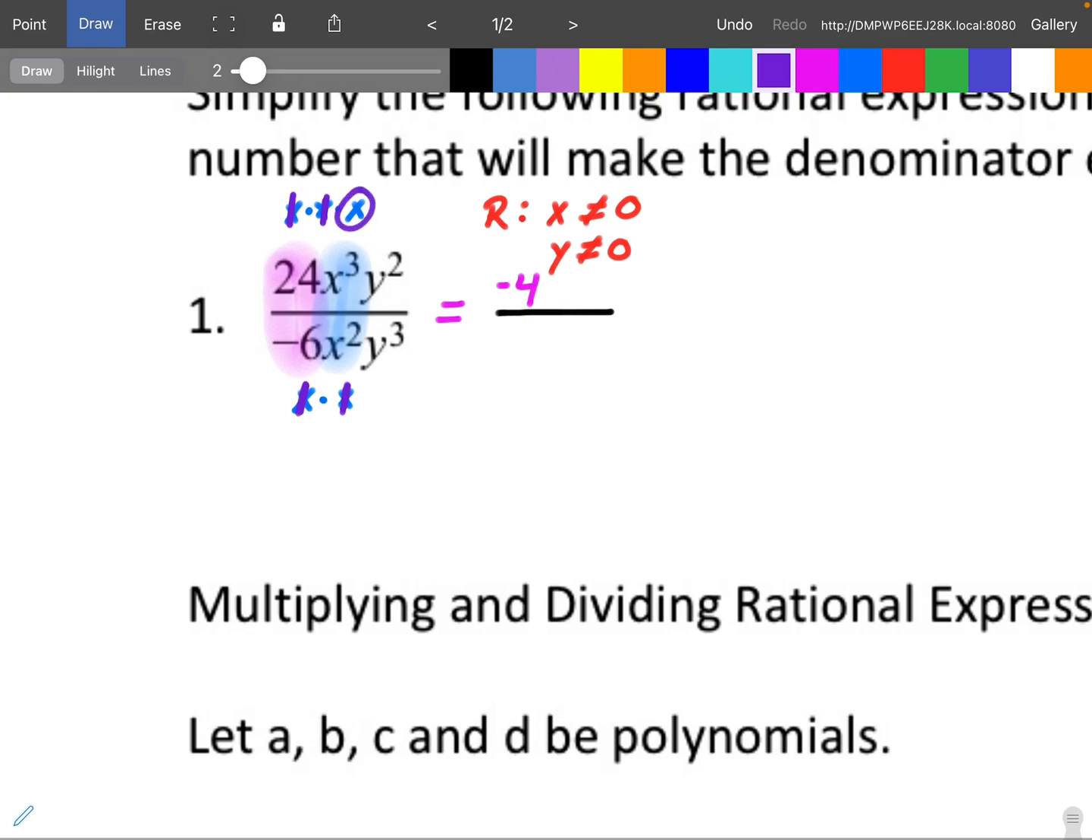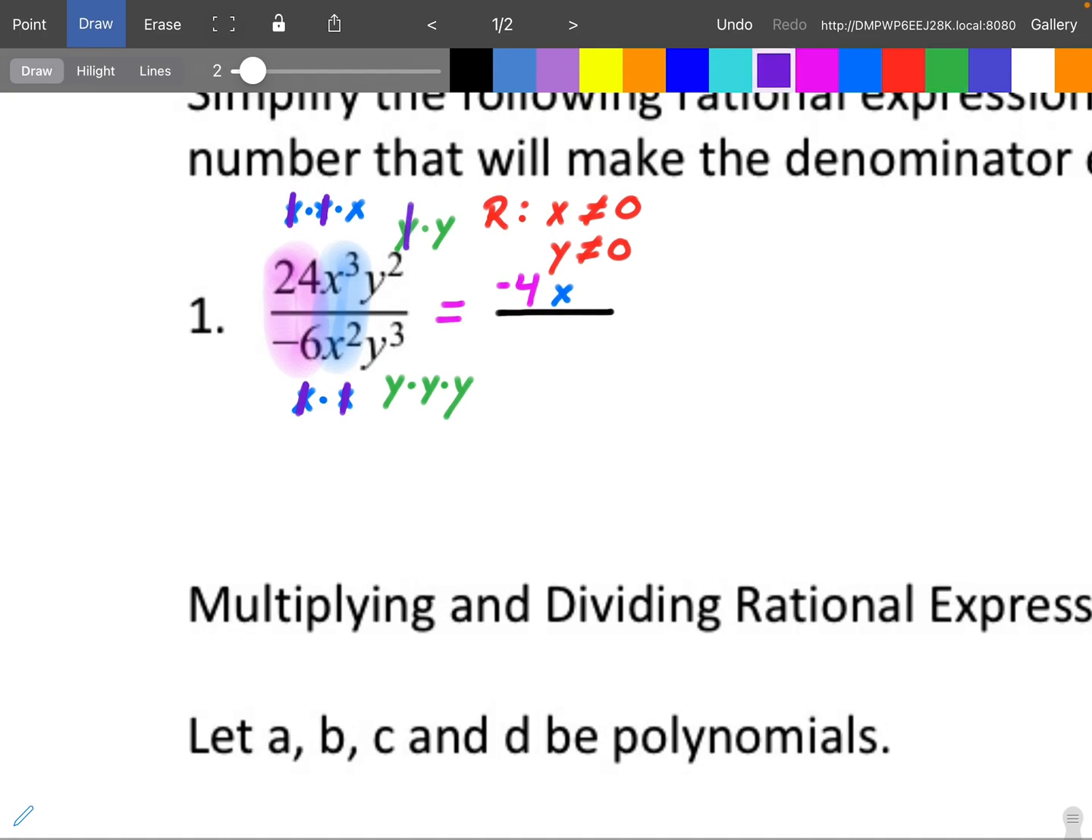And then this x has nothing to cancel with. Therefore, that's still there. And I'm going to put that one remaining x on the top because that's where the one remaining x is. And then I'm going to do a similar process for my y's. So on the top, we have y squared, which is y times y. On the bottom, we have y cubed, which is y times y times y, 3 y's.